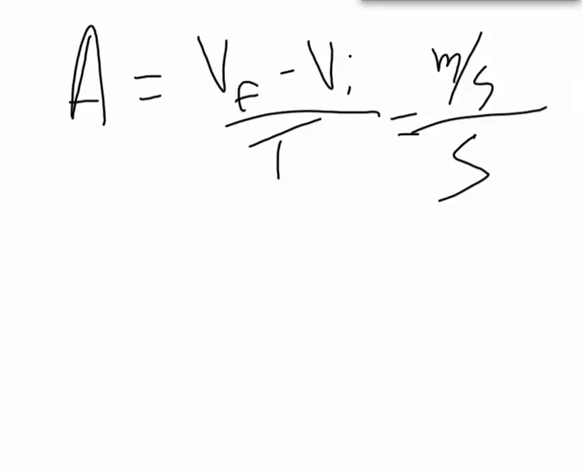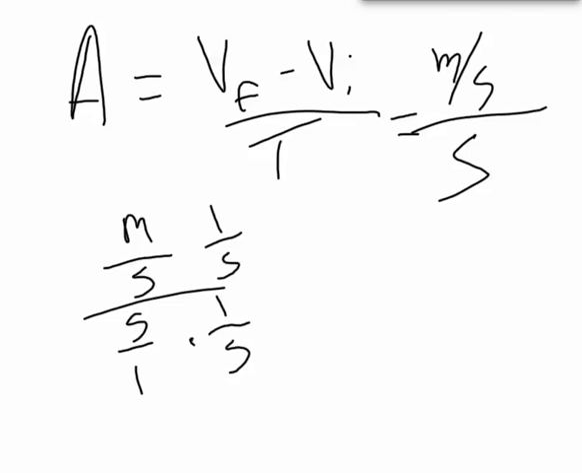Now, if you wanted to, you could say that meters per second over seconds is meters over seconds over 1. And so you could say, well, let's multiply by 1 over seconds on both the top and the bottom, and that factors out, and you're left with meters per second squared. You might have heard that before. So acceleration.